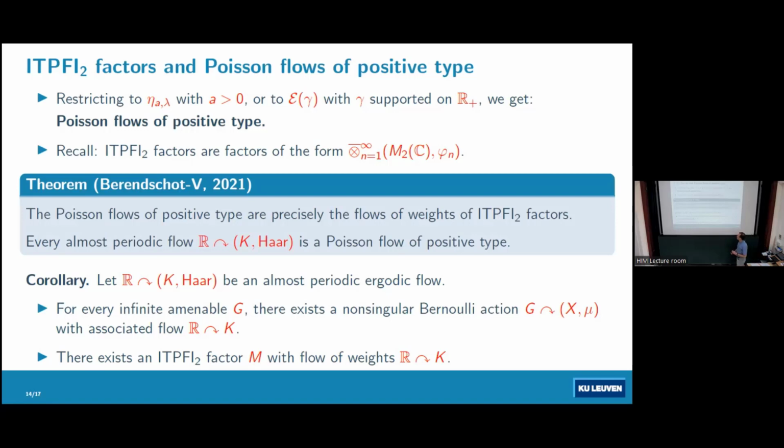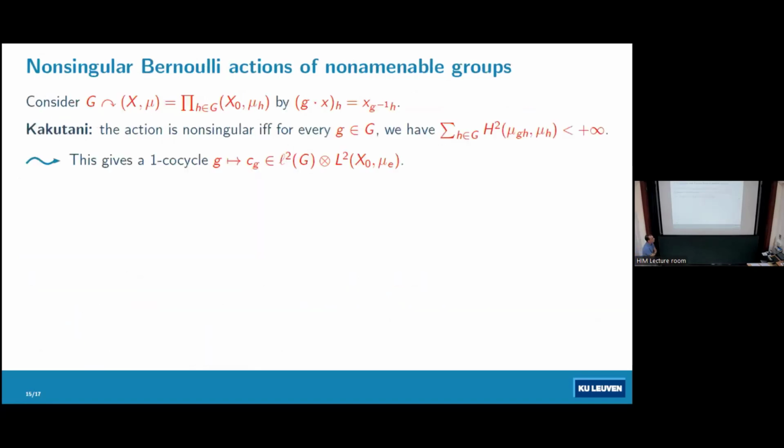Okay, so this is on the constructive side. For any infinite amenable group, you have these Bernoulli actions with lots and lots of possible flows, in particular all almost periodic flows. Now I have to say a few words on Bernoulli actions of non-amenable groups, where actually the situation is quite a bit different.